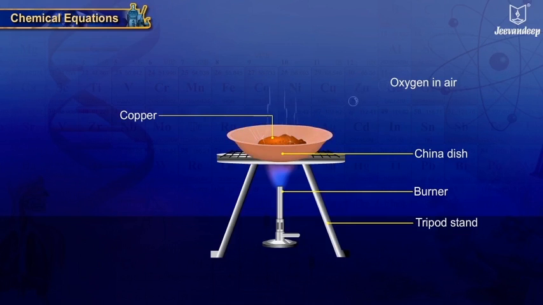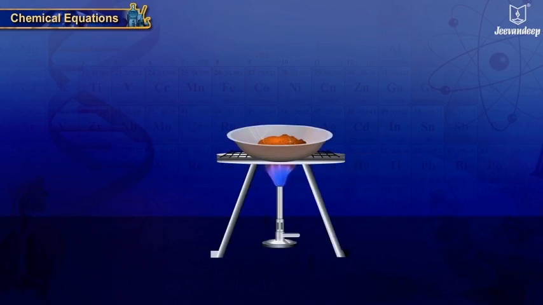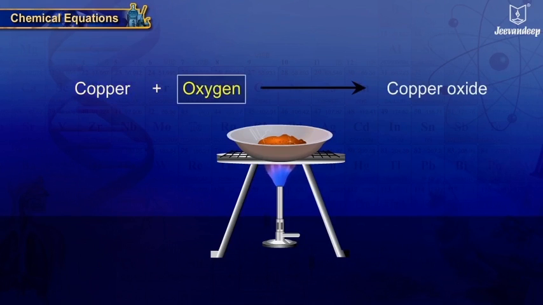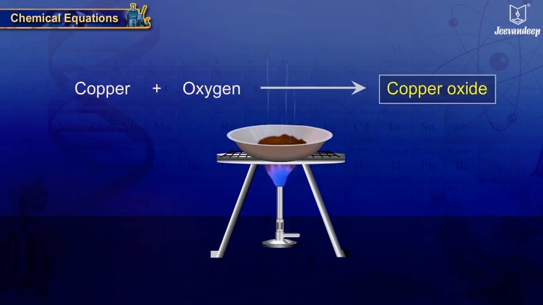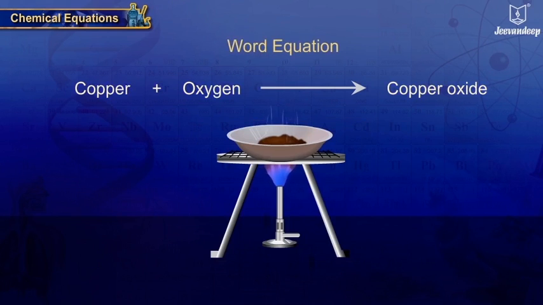Copper molecules combine with oxygen in air and form black-colored copper oxide. This is a detailed description of the chemical reaction, which is lengthy. If we abbreviate it in a single line, it can be represented as copper plus oxygen gives copper oxide. This simple form of representation of chemical reaction in words is known as word equation.